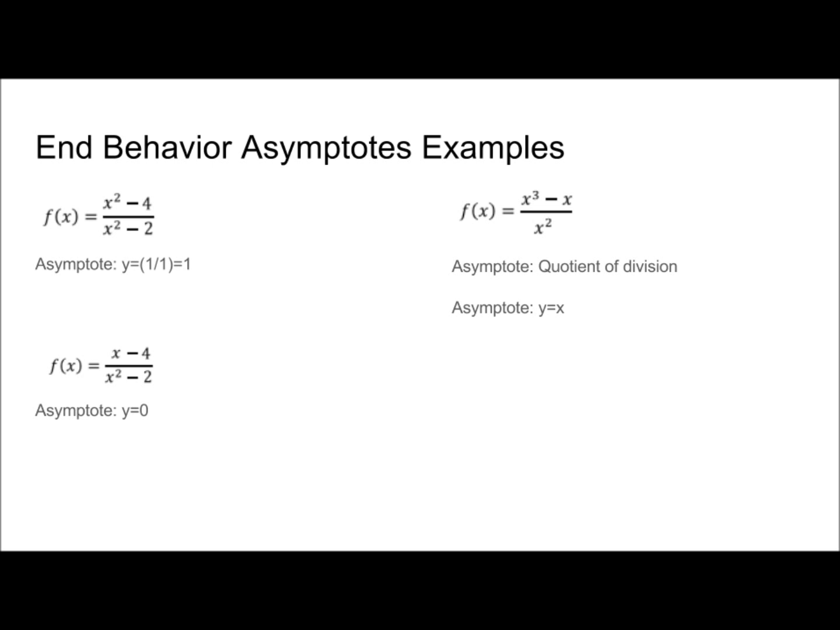For end-behavior asymptote examples, if you have the equation x squared minus 4 over x squared minus 2, the horizontal asymptote is at y equals 1 because the leading coefficients of the numerator and the denominator are 1 and both degrees are 2. For x minus 4 over x squared minus 2, you get an asymptote at y equals 0 because x has a degree of 1 and x squared has a degree of 2. For a slant asymptote, if for example you have x cubed minus x over x squared, you use long division to find that the asymptote is at y equals x because that's the quotient of the division.